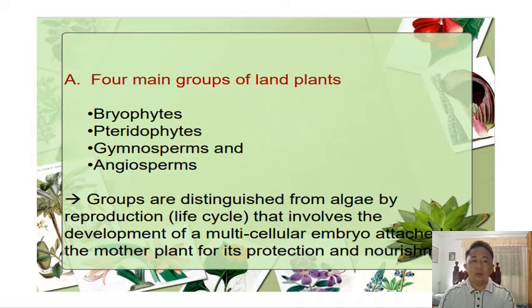Now, among these four main groups of land plants, there is a difference between their characteristics and those of the algae, and most of the differences can be observed with regards to their reproduction or life cycle. So we are going to discuss later on the difference among these four main groups of land plants and your algae.